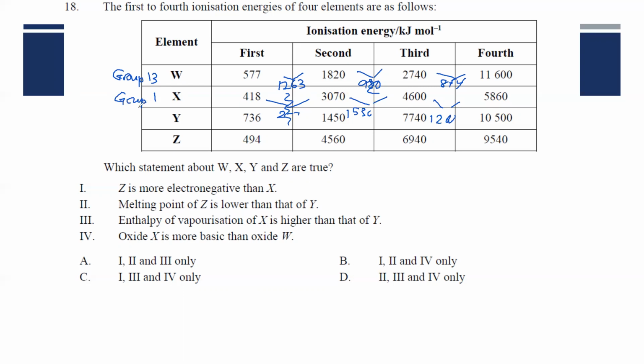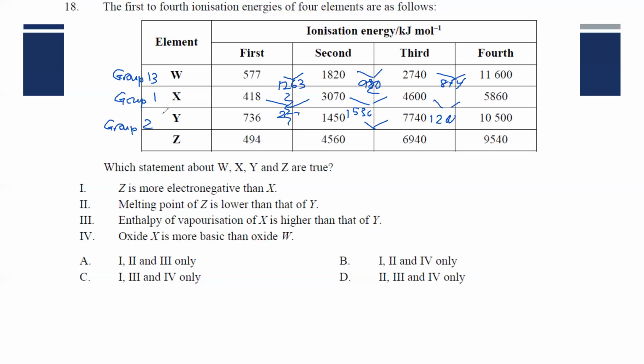Okay, and last but not least, Y. So which group does it belong to? If you look carefully, it looks like the widest gap is in between the second and third. Therefore, Y is from group 3. Group 2, sorry. Okay, so with that, that is how you deduce the values X, Y, Z.